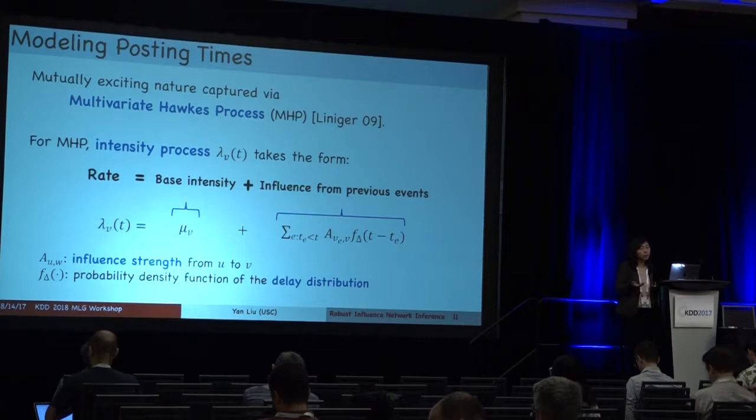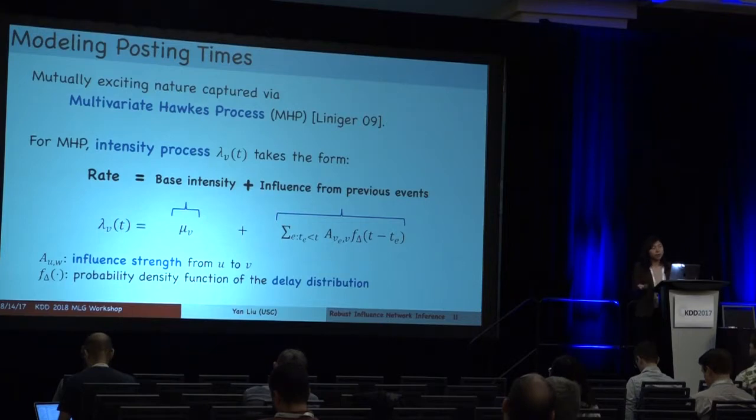So base intensity can be captured by mu v, that is the intensity specific to node V. And then the second part will be the influence from the previous events, which is shown here. Usually for the multivariate-Hawkes process model, it will have the following form.